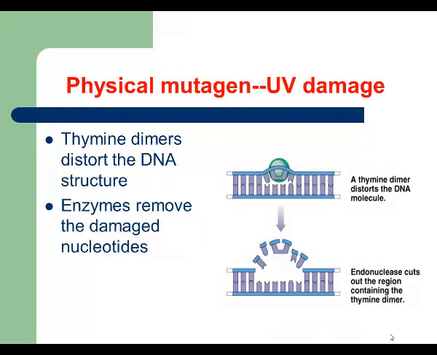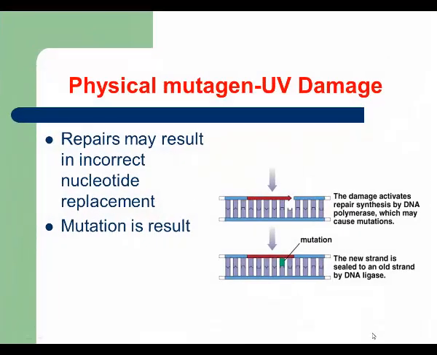That will activate the repair system, and it will come over and remove those dimers and replace them with the normal thymines. But sometimes, for some reason, the system is not able to fix that damage, and that results in mutation. As a result, our patient in this case will develop symptoms of skin cancer.